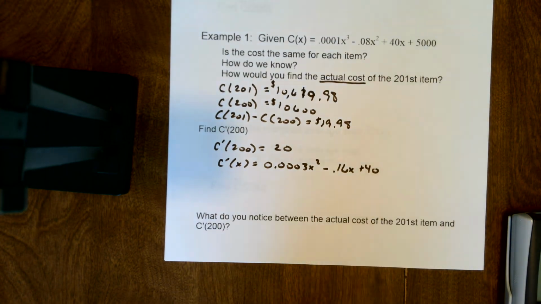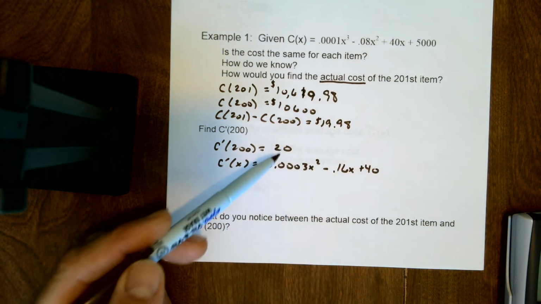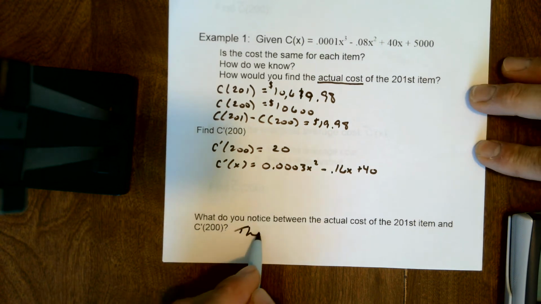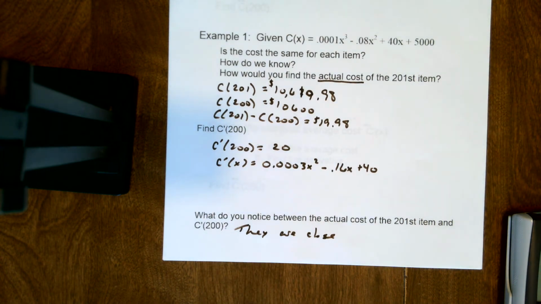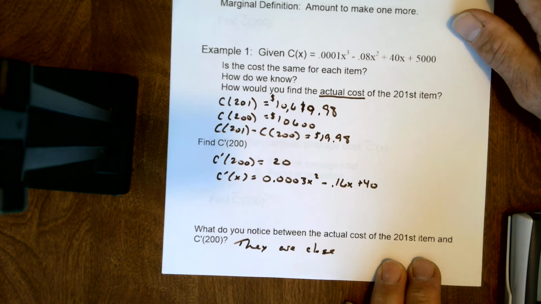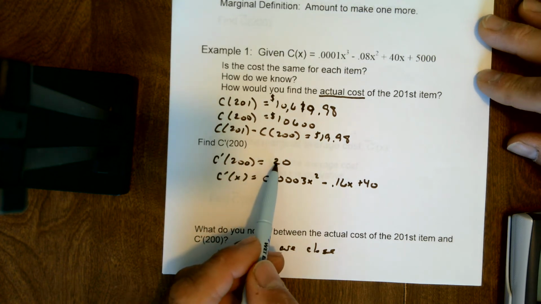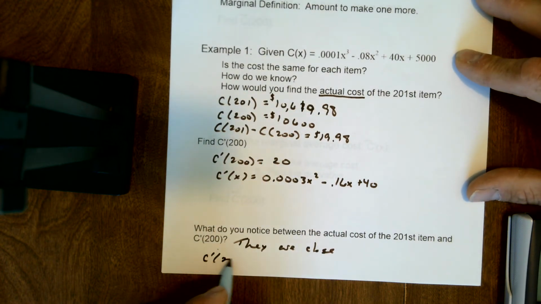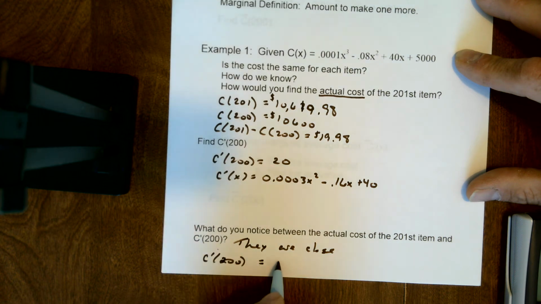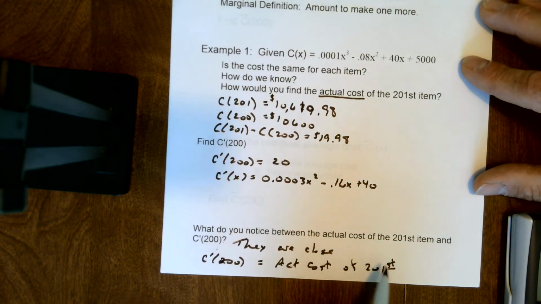So the question is, what do we notice between the actual cost and the C prime of 200? It's going to be very close. They are close, and we say that they're close enough to say that they are going to be the same. So what does that mean for us? Well, if I find C prime of 200, that's going to give us the cost of the 201st item. So C prime of 200 equals the actual cost of the 201st item.